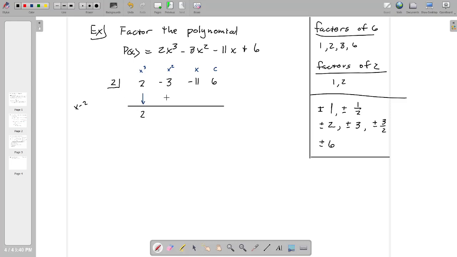2 times 2 is 4. We add, we get 1. 1 times 2 is 2. We add, we get a -9. -9 times 2 is -18. And we get a -12 here. So notice that this is our remainder. This is a remainder and it's non-zero, which means that x minus 2 does not factor into this polynomial.